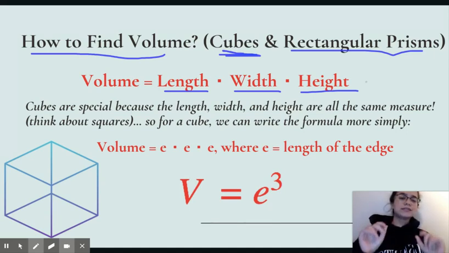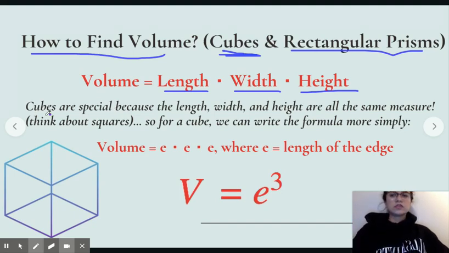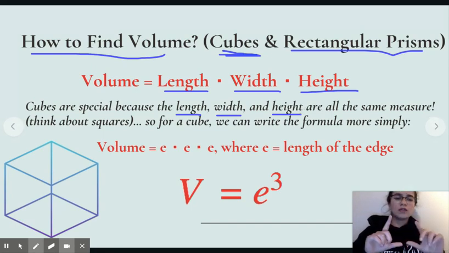Now, today we're specifically talking about cubes. So actually, we can take this volume formula and make it even more simple for cubes specifically. Everything that I have written on the slides is what I would like you to write in your notebook, okay? So cubes are special, right? Because the length, the width, and the height are all the same measure. So just like a square where all sides are the same, a cube is just made up of a bunch of squares, right? So all sides are the same.